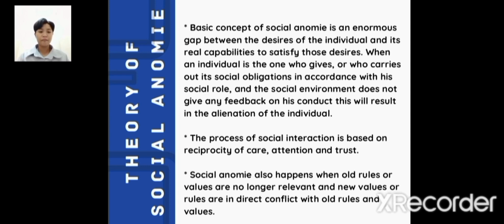So, the process of social interaction is based on reciprocity of care, attention, and trust. Both sides give something in the interaction, but also receive from the whole process of social interaction. Social anomie also happens when old rules or values are no longer relevant and new values or rules are in direct conflict with old rules and values.